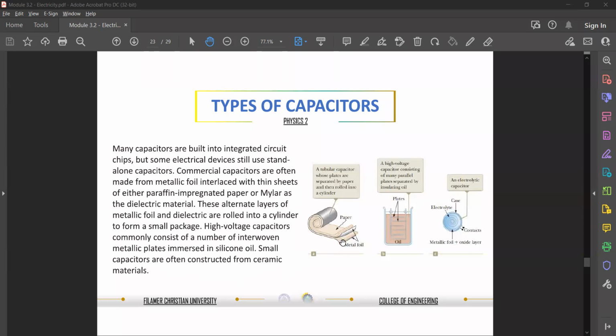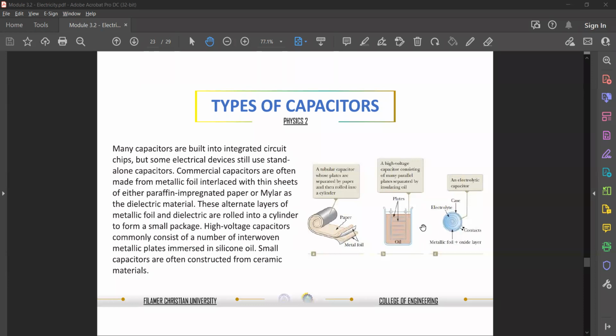So a tubular capacitor, ito, whose plates are separated by paper and then rolled into a cylinder. And so ito yung high voltage capacitor which consists of many parallel plates. Ito yung plates niya, parallel. And it's separated by insulating oil. Okay, so ito yung silicone oil natin.